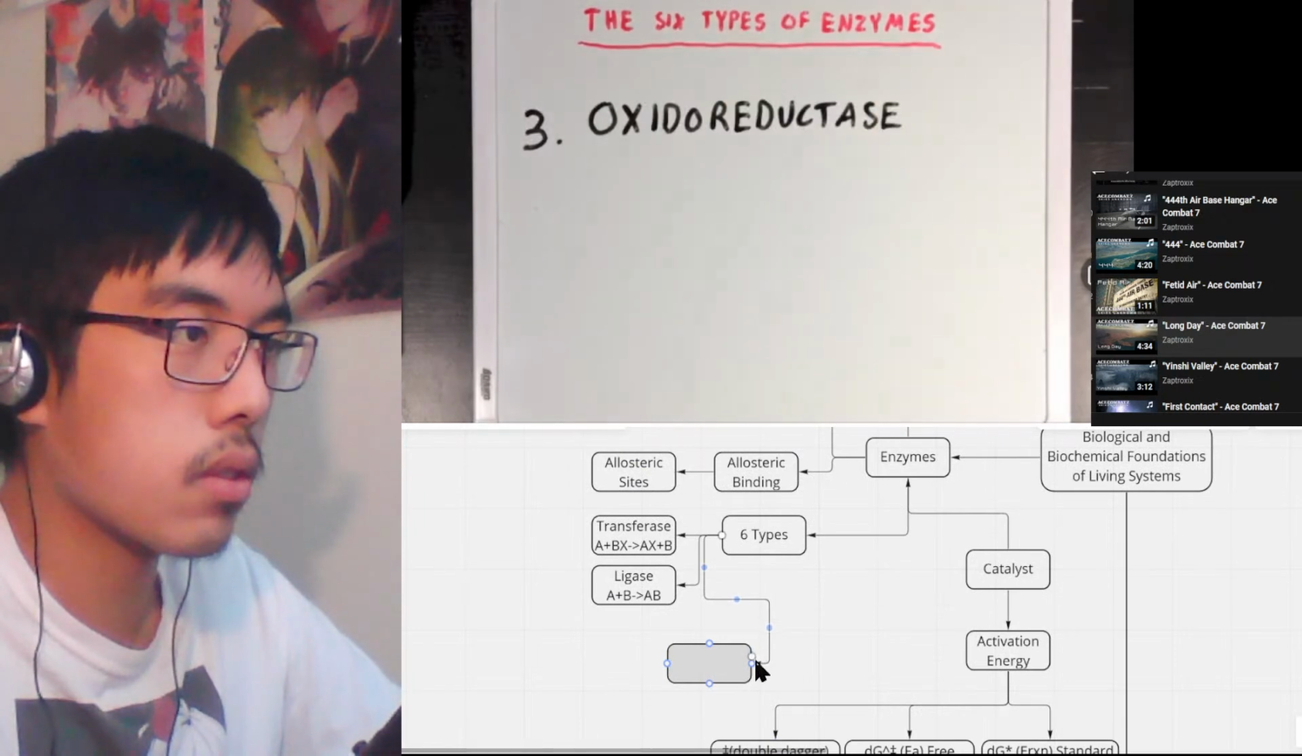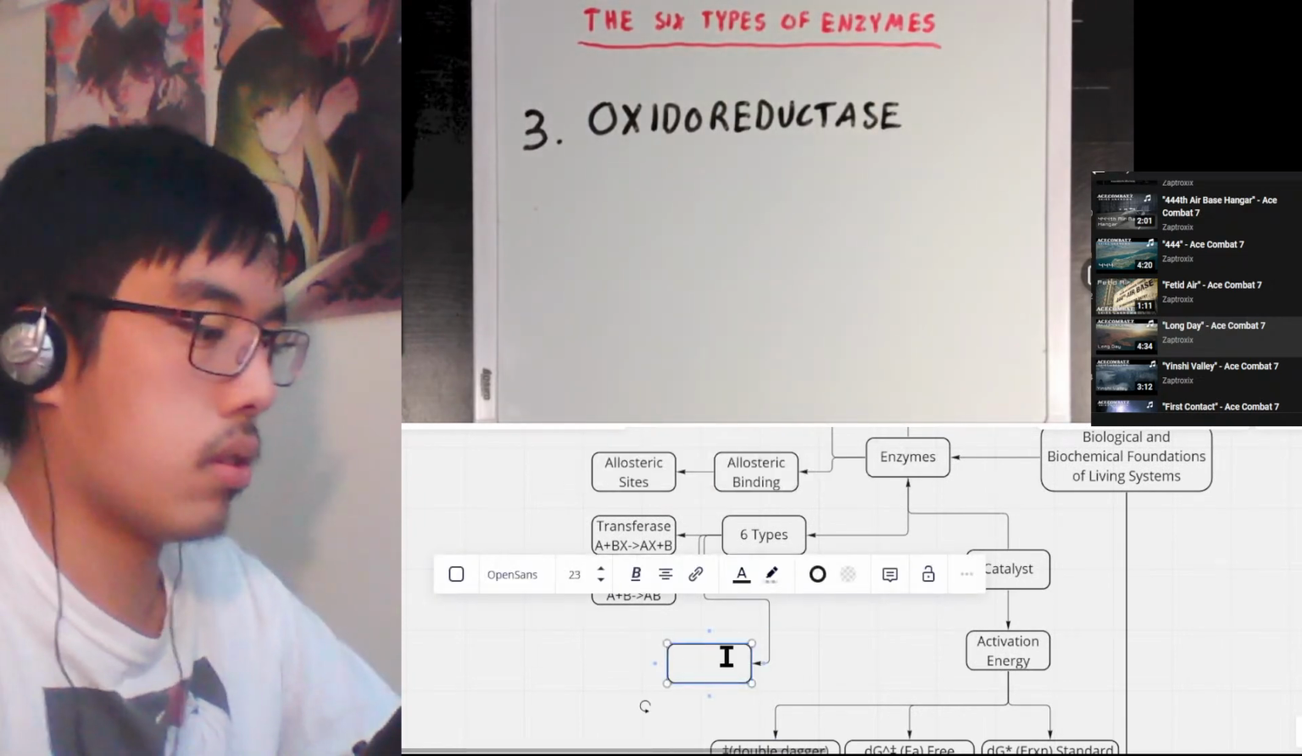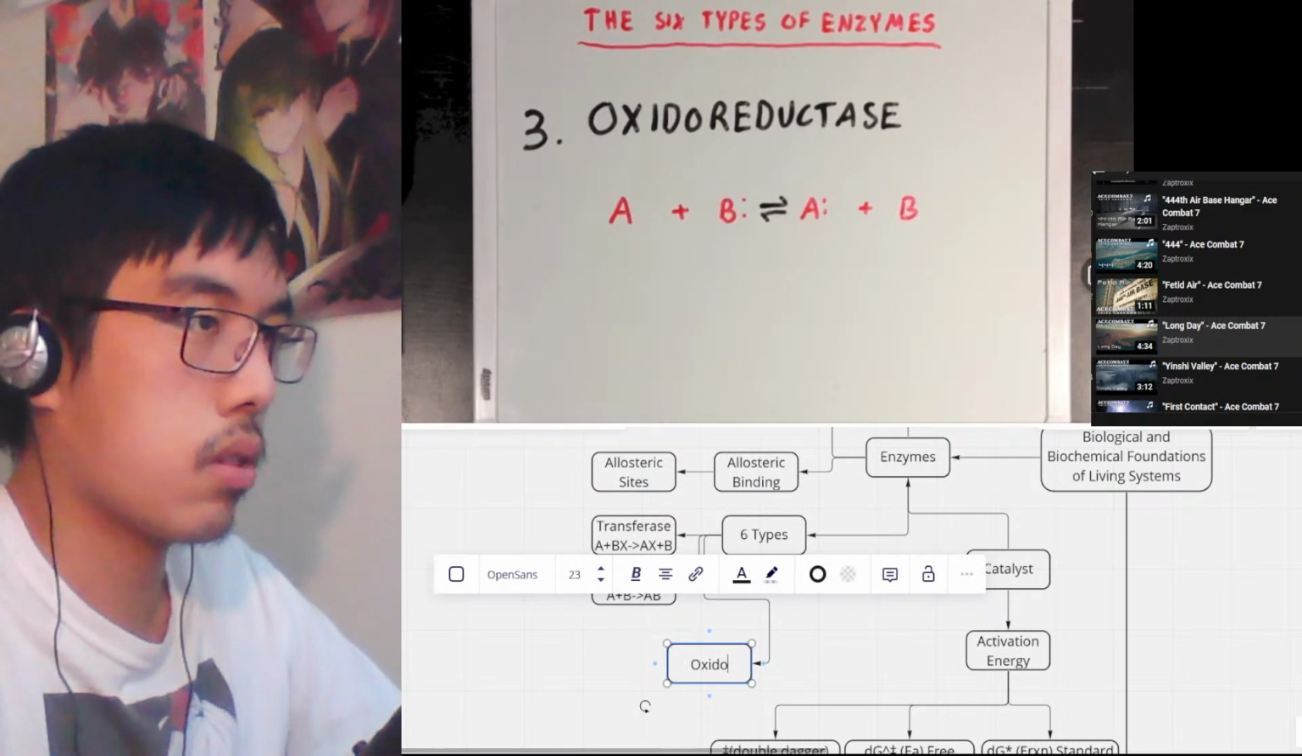Now, our third group is the oxidoreductase group, which is a little different from the others since it actually includes two different types of reactions. And these reactions involve transferring electrons from either molecule B to molecule A, or from molecule A to molecule B.